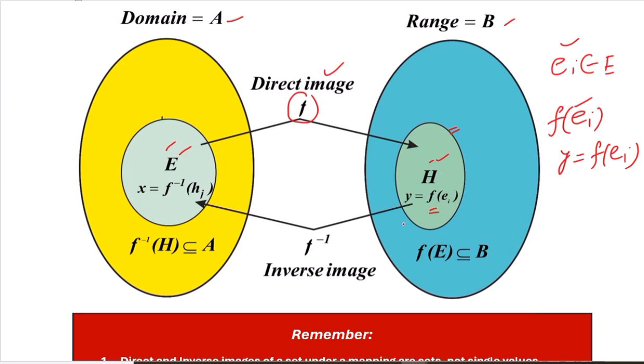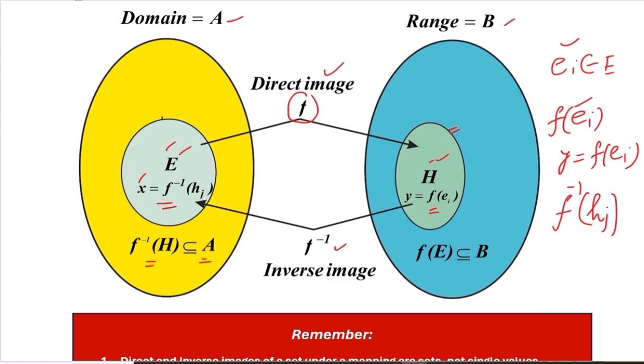Similarly, when we apply the inverse image f inverse of H, it will apply on the elements of H. Now suppose the elements of H are h_j. When we apply f inverse on these elements h_j, these will lie in E, that are of the form x. So from this figure we can clearly see that f(E) is a subset of B, and f inverse of H is a subset of A.